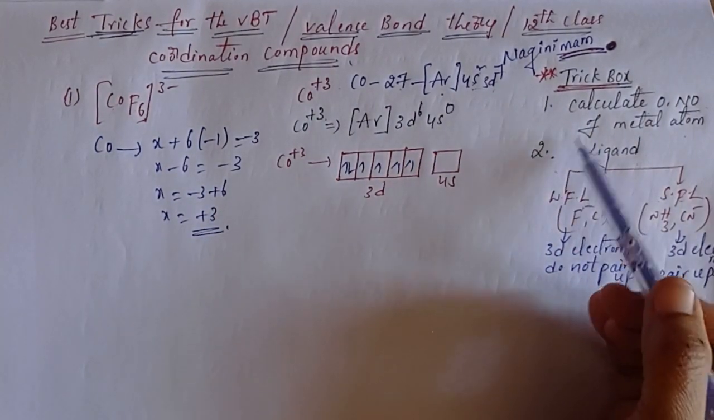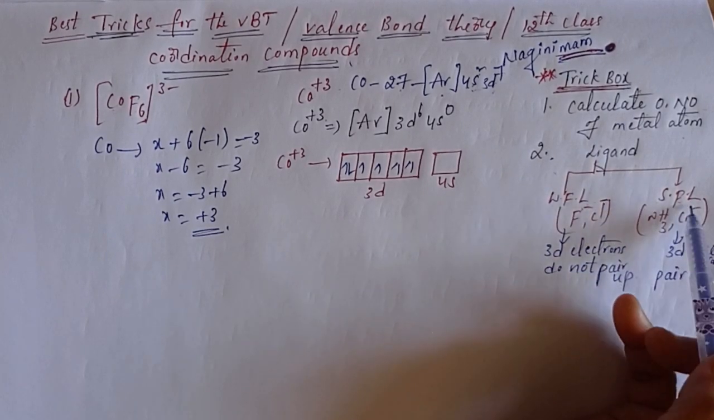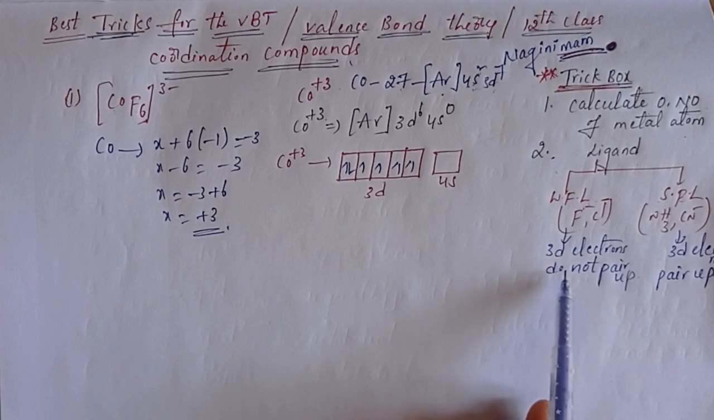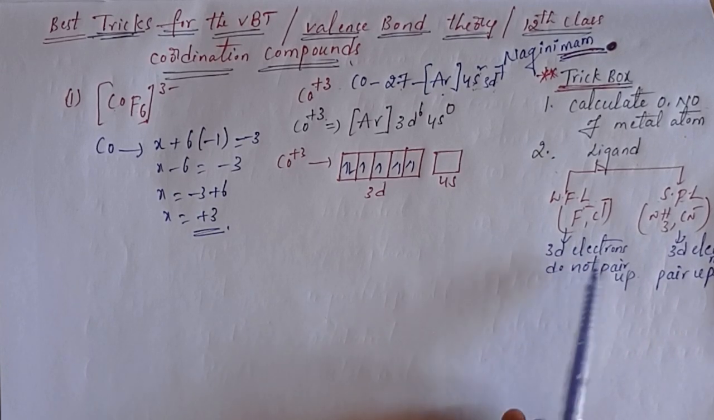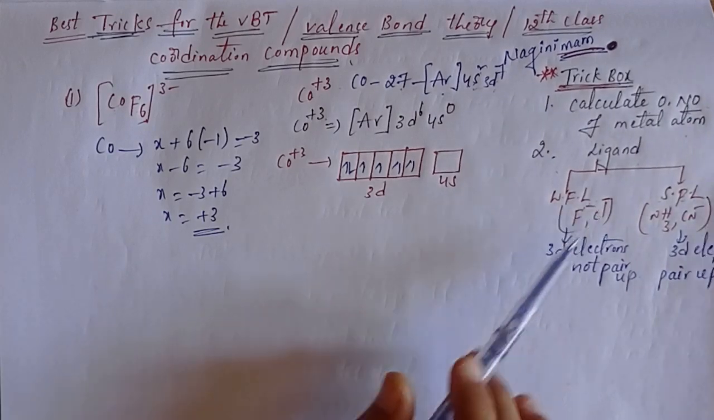Now the second trick, observe the ligand. Is the given ligand weak or strong? Here fluoride is a weak field ligand, so it cannot pair up the 3d electrons. 3d electrons do not pair up in the case of the weak field ligand F minus.